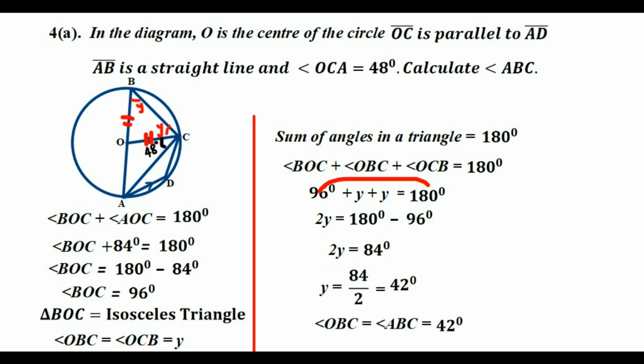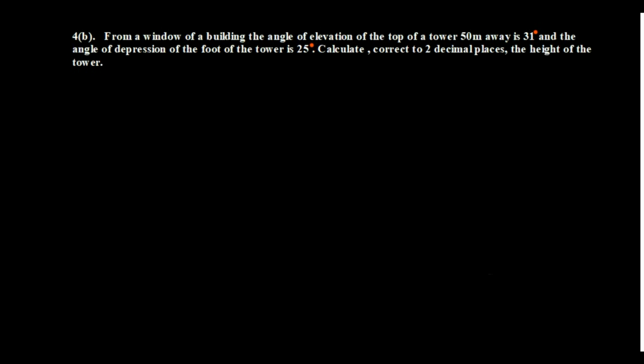Alright, so let's move ahead to question 4b. Okay, let's continue with question 4b, which says: from a window of a building, the angle of elevation of the top of the tower 50 meters away is 31 degrees, and the angle of depression of the foot of the tower is 25 degrees. Calculate, correct to 2 decimal places, the height of the tower.